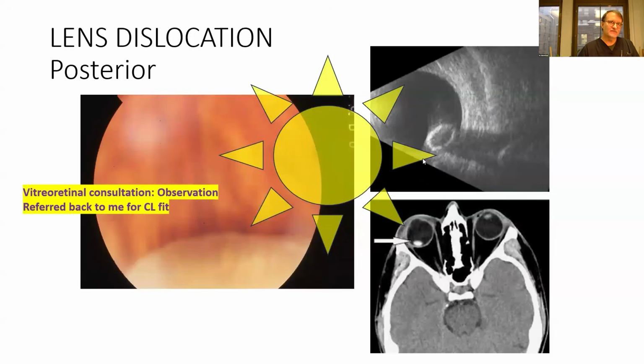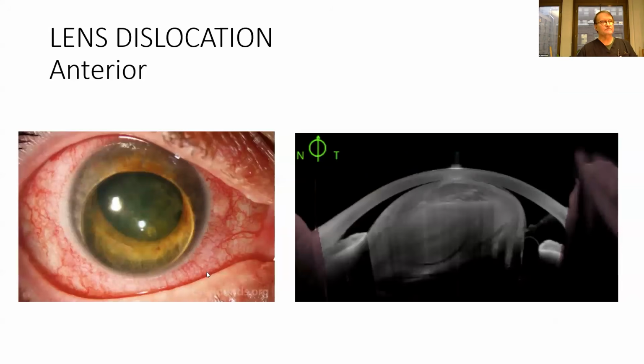Here's an example of a subluxed lens with a UBM and a subluxed lens on MRI. Of course, lenses can be subluxed anteriorly as well. This is a medical emergency, as you might imagine. This is an eye where the anterior chamber has a crystalline lens. The trabecular meshwork is compromised in the region of touch. Synechial closure is likely to occur.